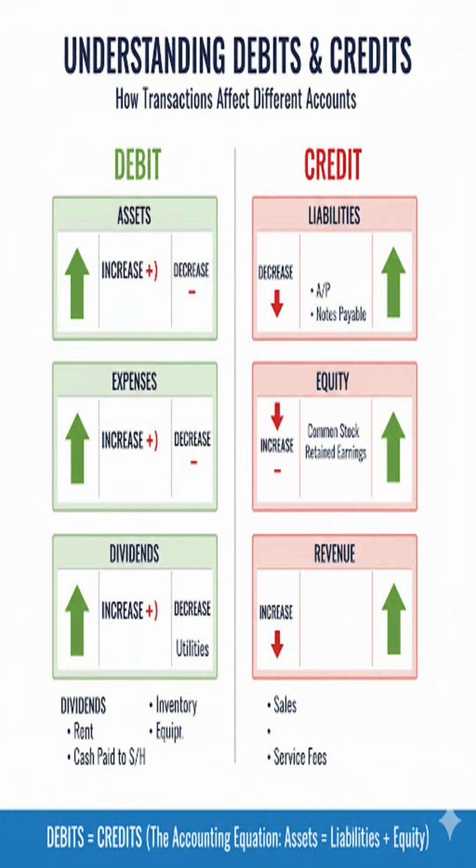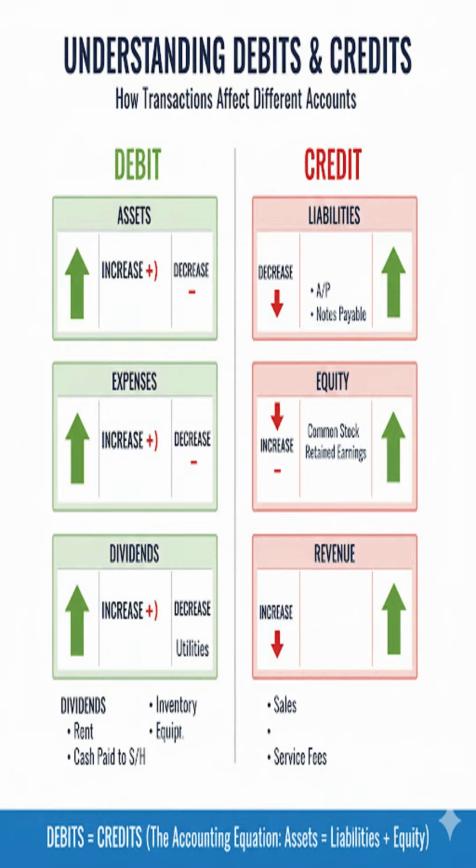Understanding T account. A, double entry system. Every transaction affects at least two accounts, one with a debit and one with a credit. B, general ledger. All these transactions are recorded in the general ledger, and the T account is a visual representation of individual accounts within that ledger.